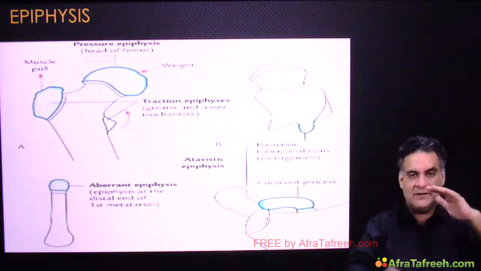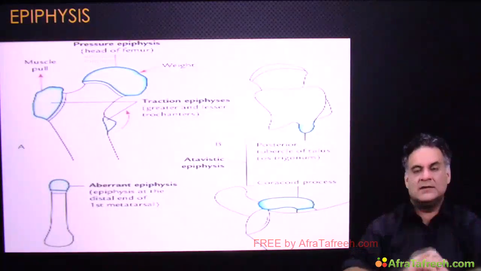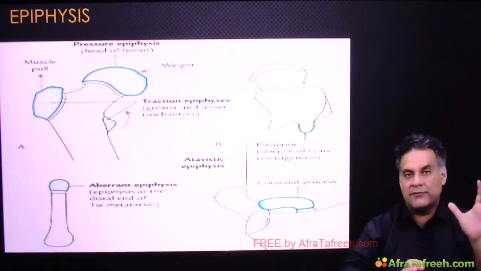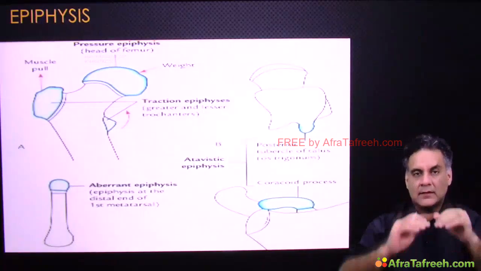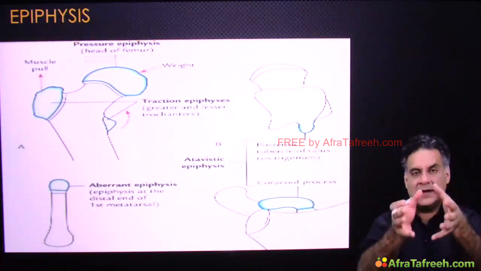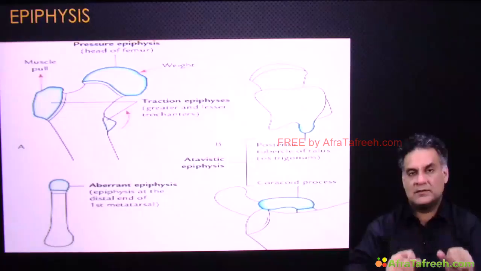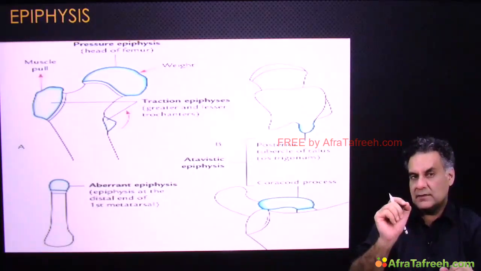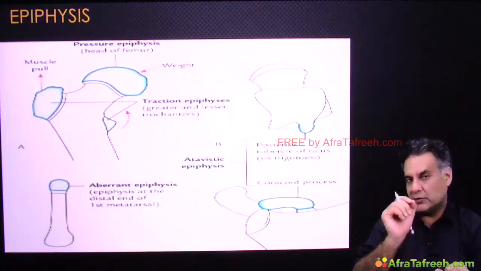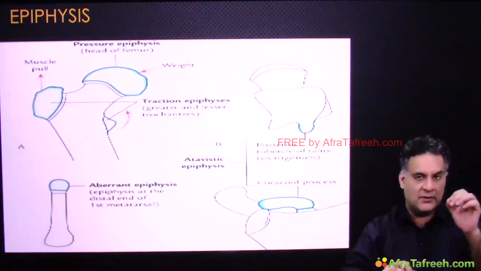Then the epiphysis. Next to the cartilage is the bone, the epiphysis. There are 4 types of epiphysis. The joint forming ones, like the head of femur, head of humerus. These are pressure epiphyses. They are formed early. They will define the joint.